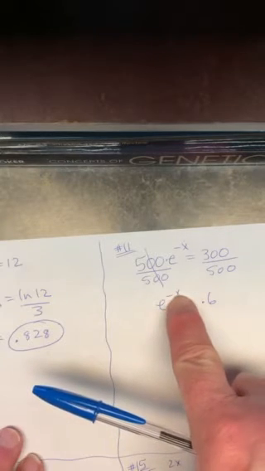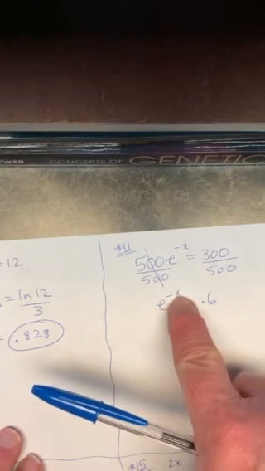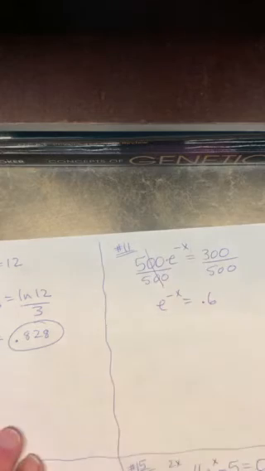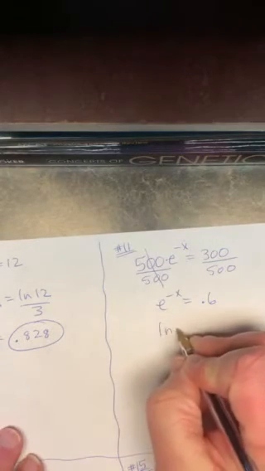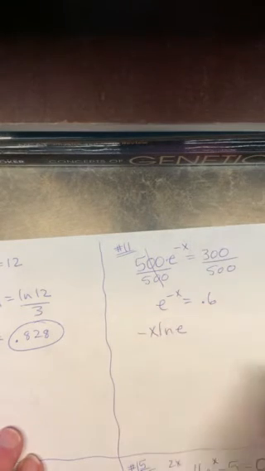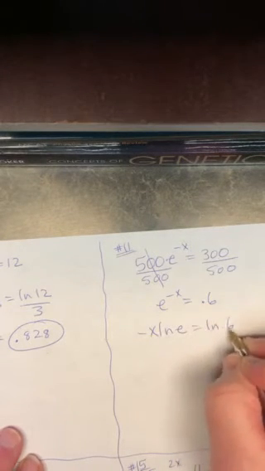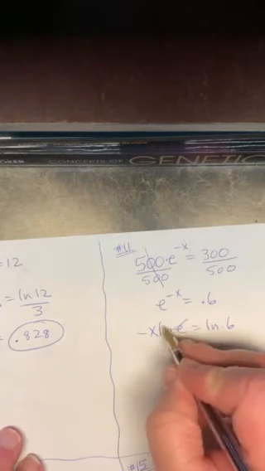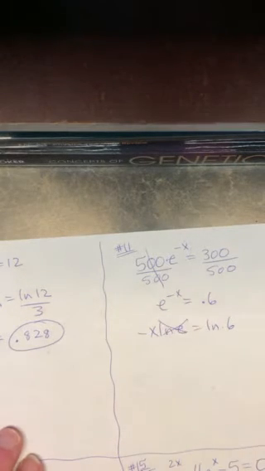I wonder what that exponent is. I have doubt. I don't know, do I? When in doubt, log it out. That's how you solve an exponential equation. So ln of e to the negative x, I'm going to move that to the front, equals ln of 0.6. ln e is always irrelevant because it's just a 1.